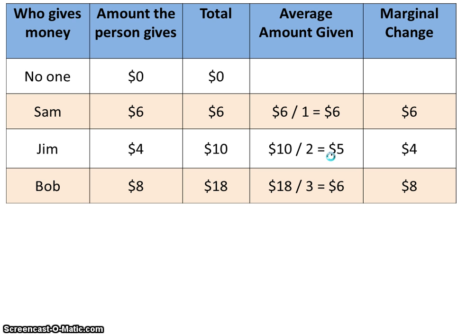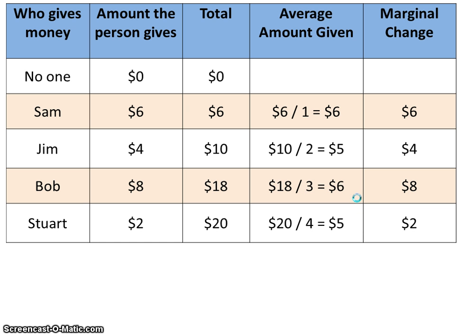Bob gives the most with $8. He moves the total up to $18. He also increases the number of people, or the number of observations in the set, up to 3. So to get the average, now we're going to divide our total, $18, by 3 people. We get an average of $6. Bob's marginal contribution was $8. All right, and again, the average changes at each observation.